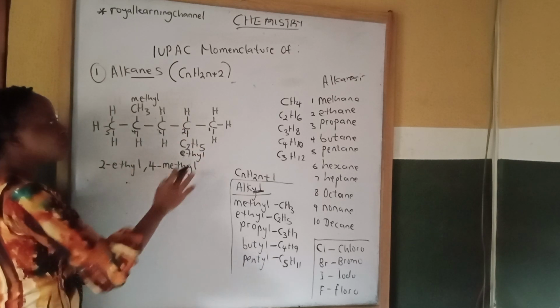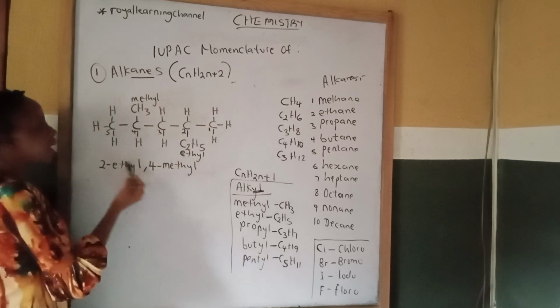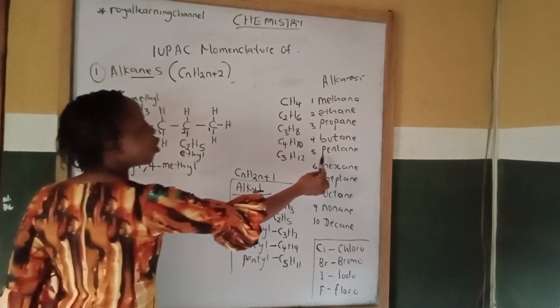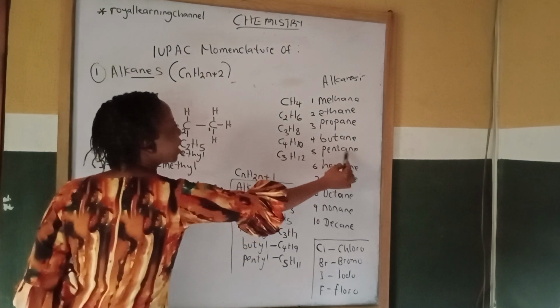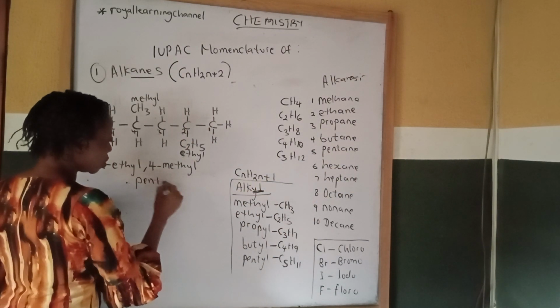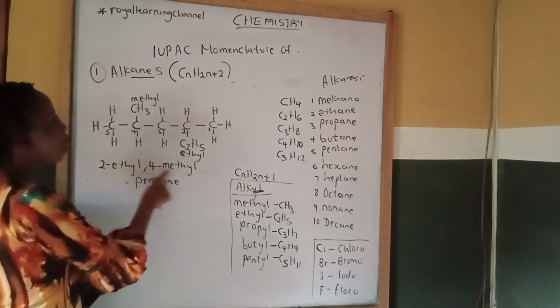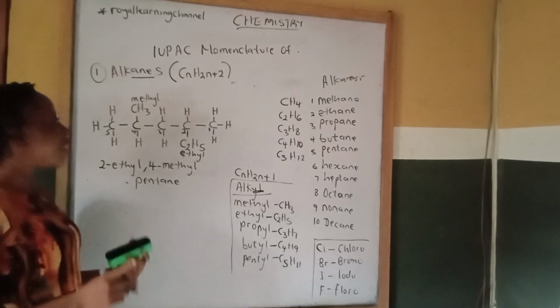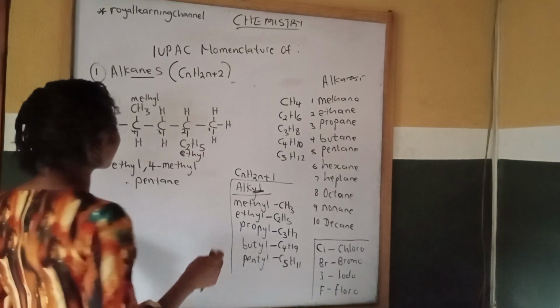The next thing to name is your root hydrocarbon. 1, 2, 3, 4, 5. That will be the fifth member of alkane. The fifth member of alkane is called pentane. So the name of this structure is 2-ethyl 4-methyl pentane.